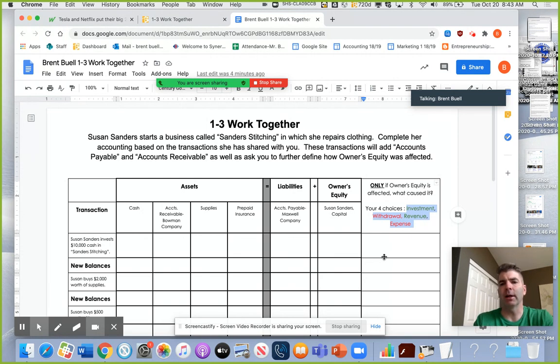Investment and revenue bring money into the company. Investment's where the owner puts money in. Revenue is where you sell something. And then the bad ones, which I put in red, are withdrawal, where the owner takes money back out of the company, or an expense where the owner has to pay something for the company. So those are 4 choices of words, and I'm going to show you how all this works as we go.